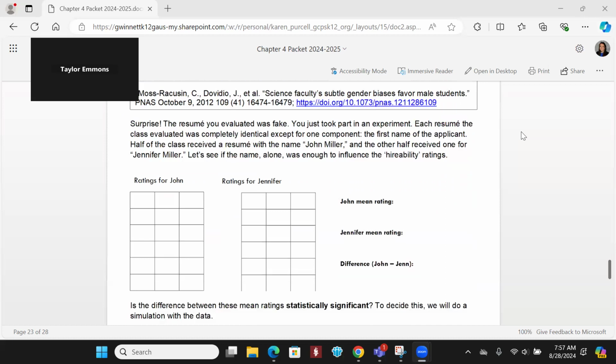So the resume you evaluated was fake. Did y'all like John or Jennifer? Pretty good. All right. Each resume the class evaluated was completely identical, except for the name. Half the class received a resume with the name John Miller, and the other half received one with Jennifer Miller. Let's see if the name alone was enough to influence the hireability ratings.